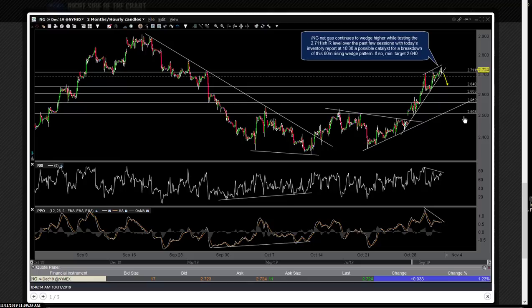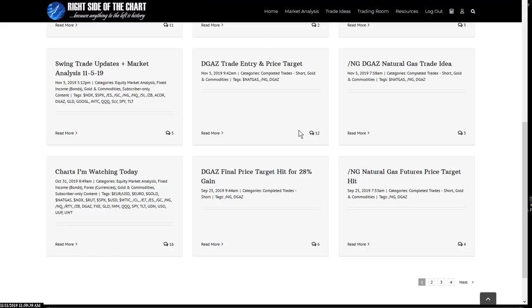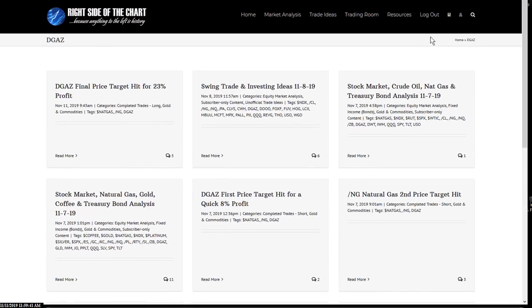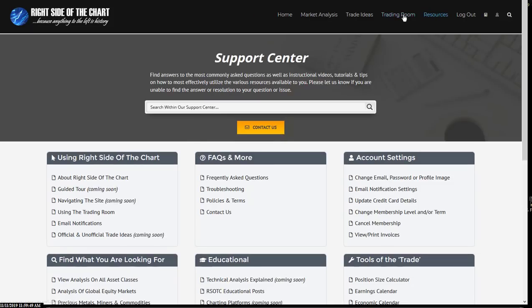And that's about it, guys. I just wanted to go over again what I wanted to do mainly, which is show you how to find what you're looking for. There's the search icon as well. You can also find it in the trading room on the right hand side of the page. And remember, it's also here in the resources.